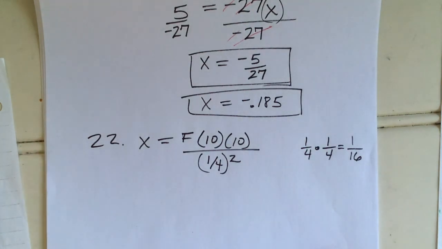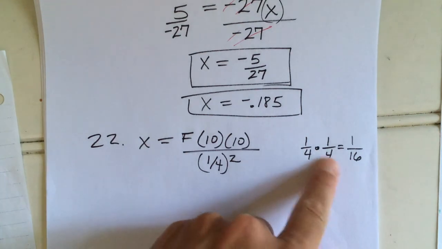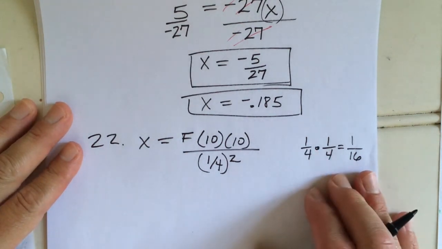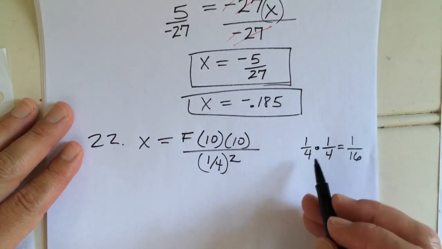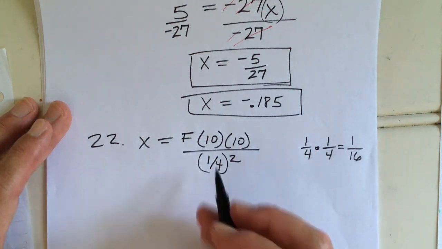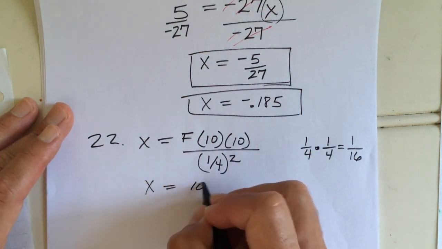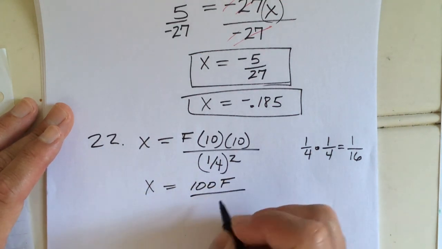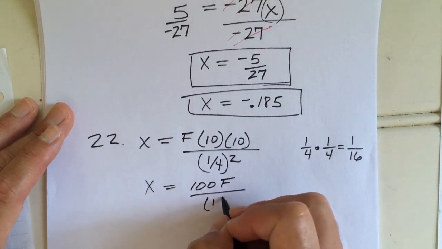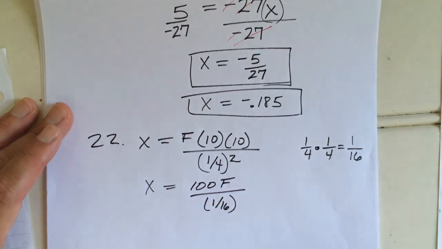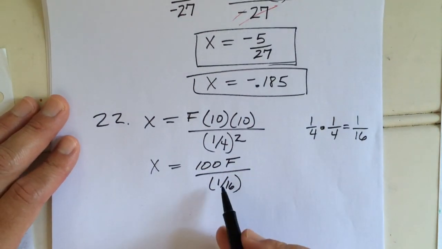So multiplying fractions isn't very tough, but adding and subtracting them is a little harder because you've got to have common denominators, but we don't have to worry about that. We're just multiplying. So multiply the top across, multiply the bottom across, and we're left with that. So I'm going to go ahead and rewrite now. Also, 10 times 10 is 100, so I get 100f is equal to 1/16, right?